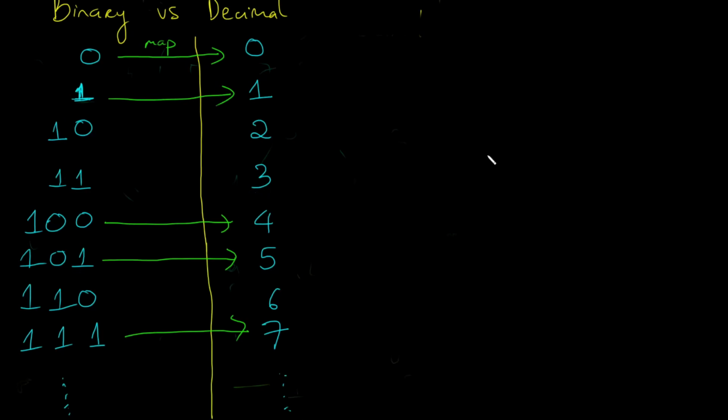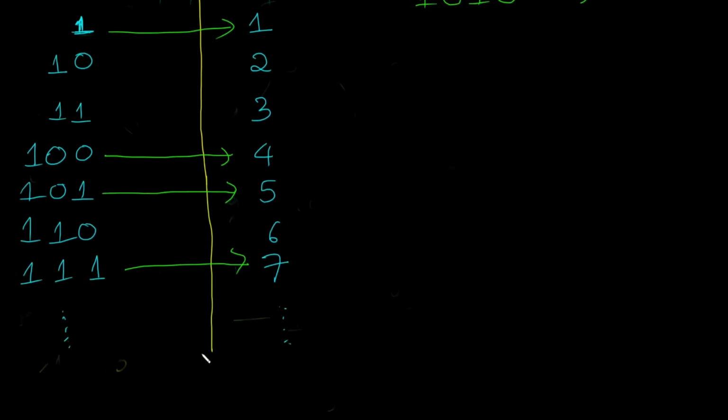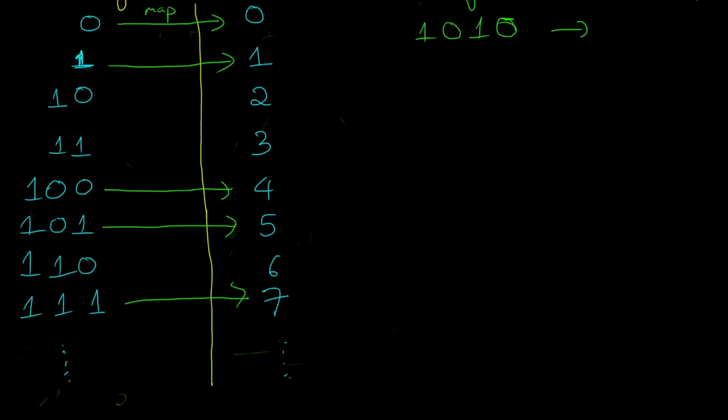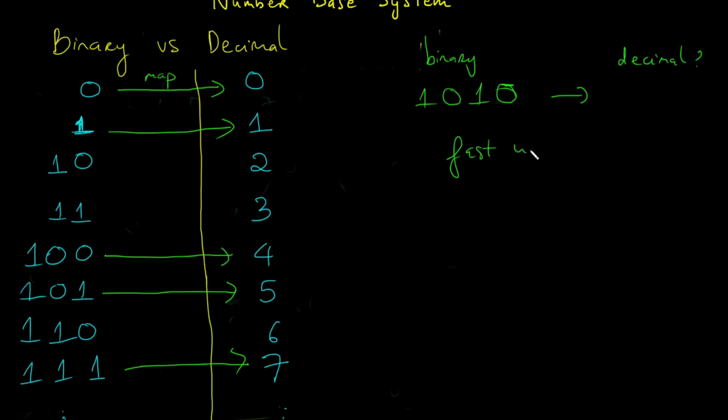right away. But let's say I give you some random binary. Okay, let's say I give you 1 0 1 0, and then I ask you, what is the decimal of this? You can continue this table to find the decimal, but that's very long, right? So what is the fast way to convert this to decimal? What is the fast way?